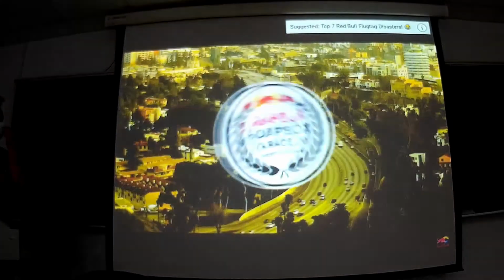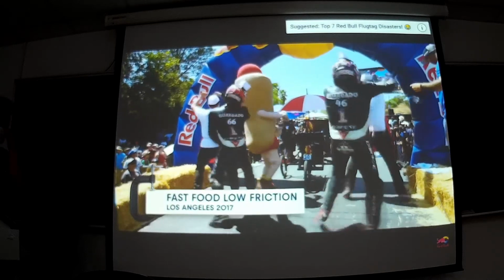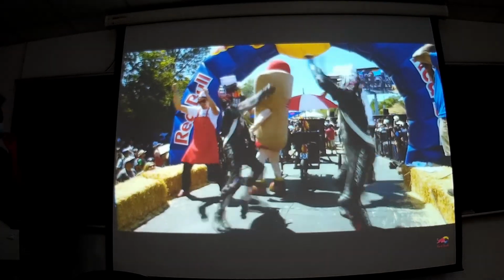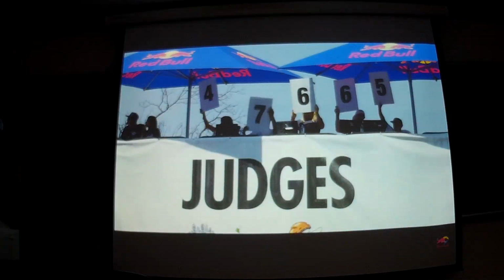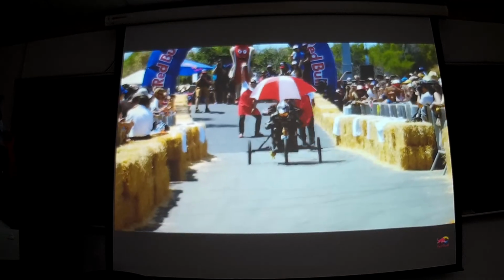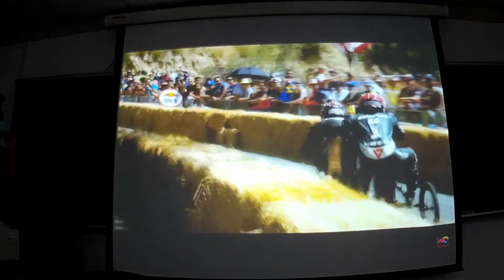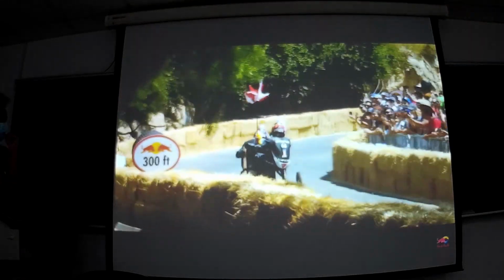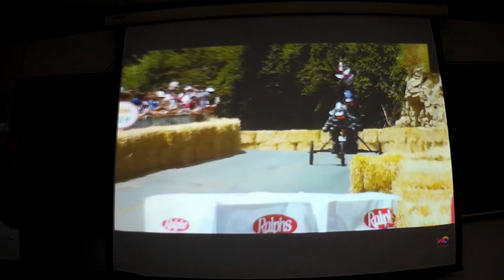We start the countdown in Elysian Park, downtown Los Angeles, with a team built for speed. Fast food, low friction from Long Beach. Aaron the driver, Sean is riding on the back. They are intending to go very quick. There's the performance score of 28. And they've got lots of protection on them as well, haven't they? Look at those helmets. So one wheel at the front, two at the back, the tricycle. And Sean hanging on at the back and trying to get his weight into the corners to help the soapbox get around them.